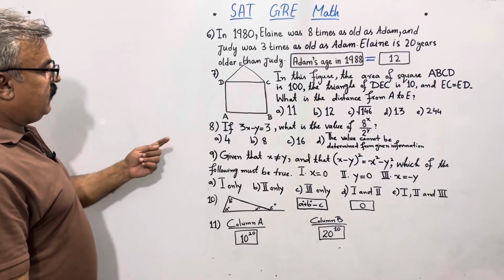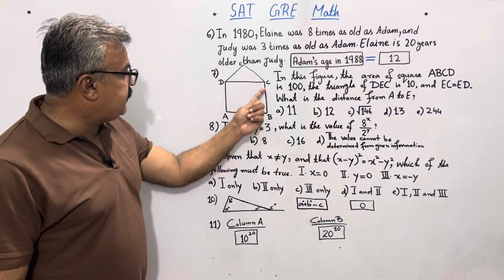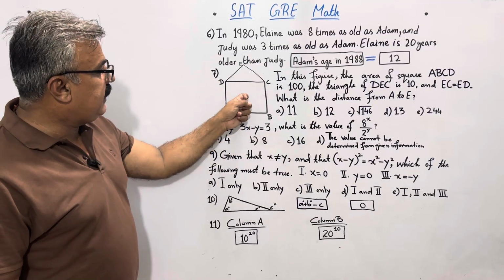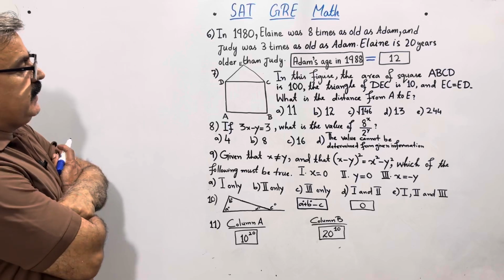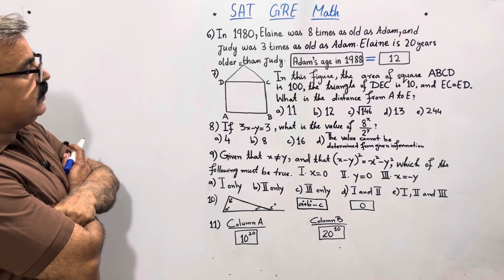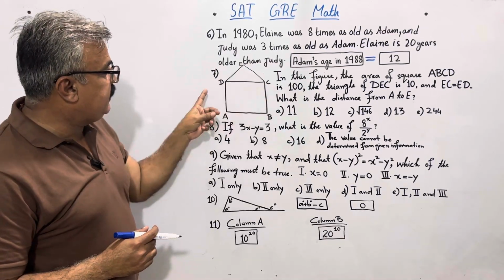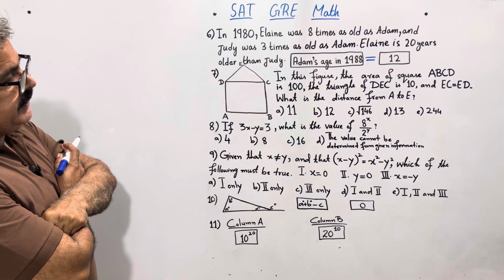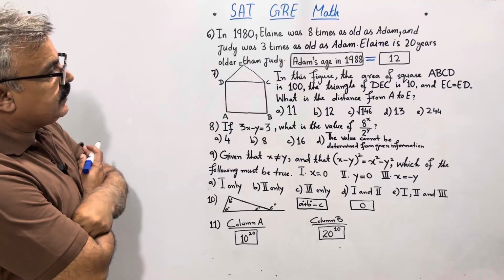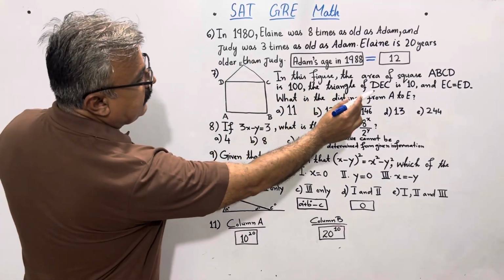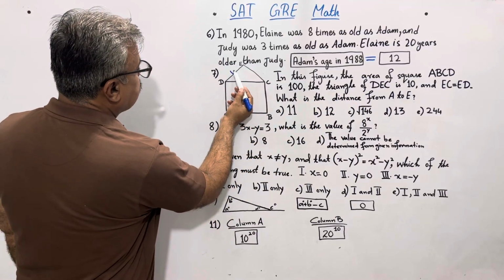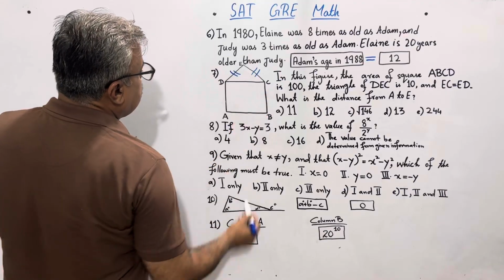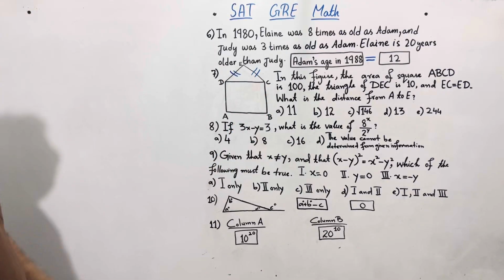Furthermore, let me repeat, ABCD is a square with area 100 square units. And furthermore, the triangle DEC having area 10 square units. Furthermore, EC is equal to ED. These two sides are congruent.